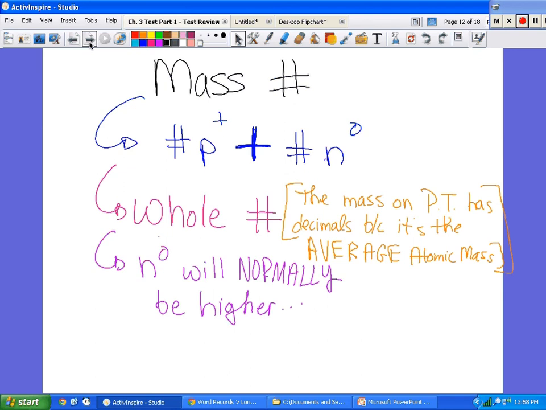Okay? Because you have to remember that not every atom of oxygen is always identical, because what can change with every oxygen? It's neutrons. Very good. Which also affects the mass. Very good, Jonathan. Okay. So again, the reason it's not a whole number is because of that average fact.